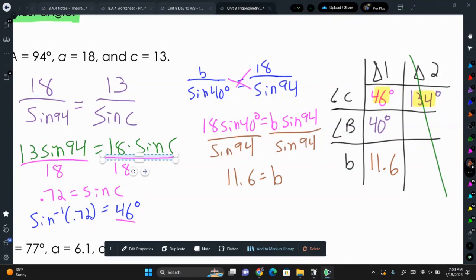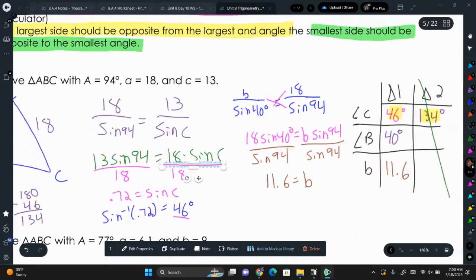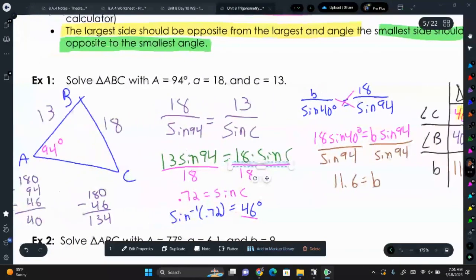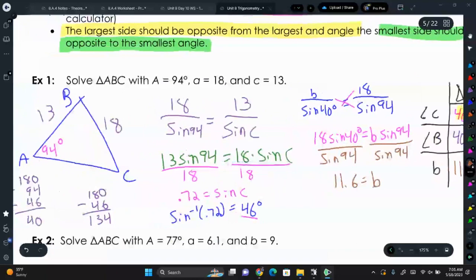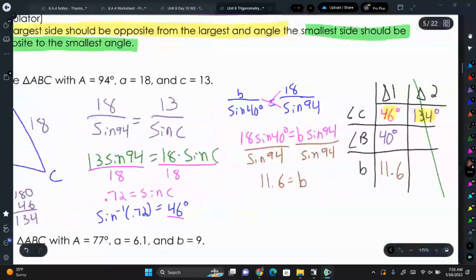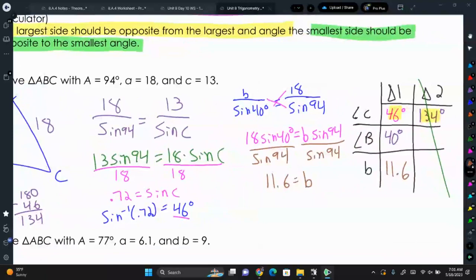Angle B is the smallest angle, and side B is the smallest side. All right, so far so good. Angle A is the largest angle, and side A is the largest side. So we have one triangle, and it works out.